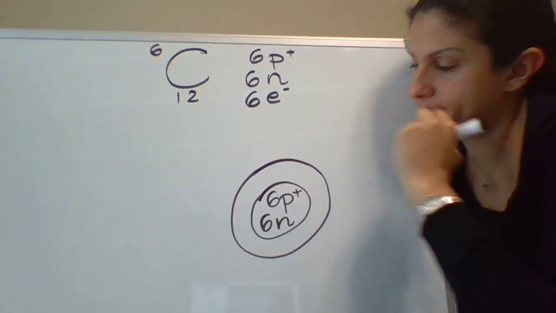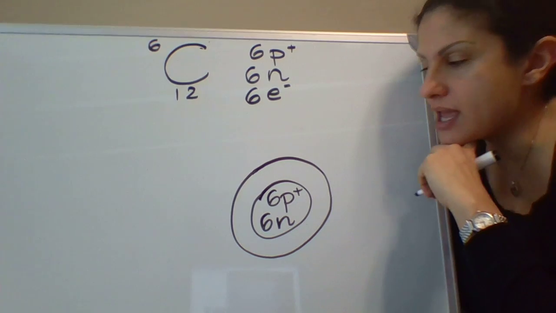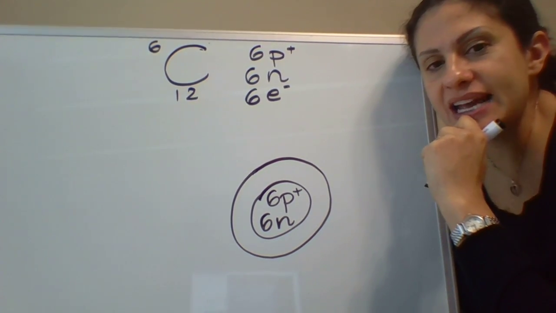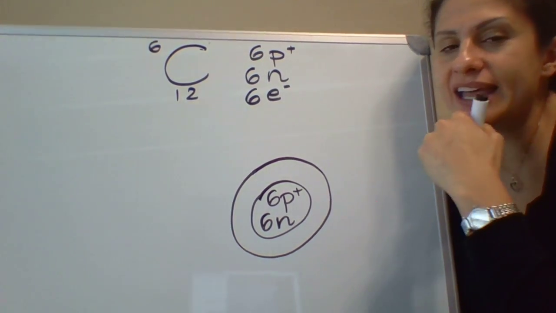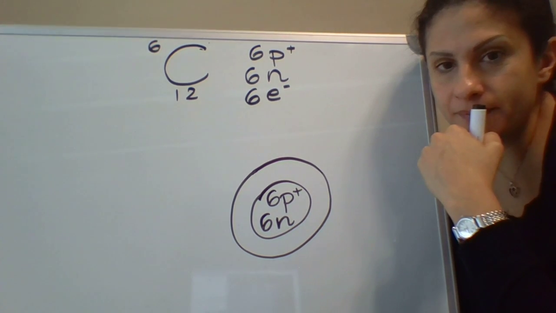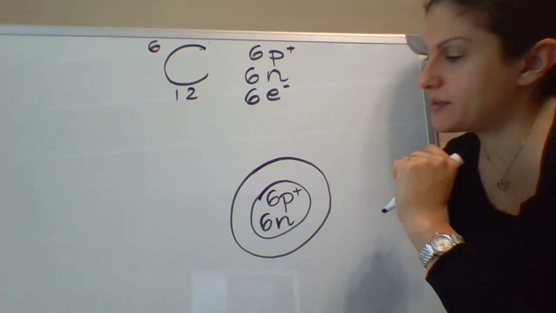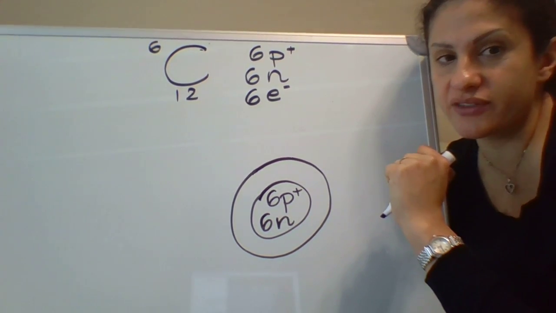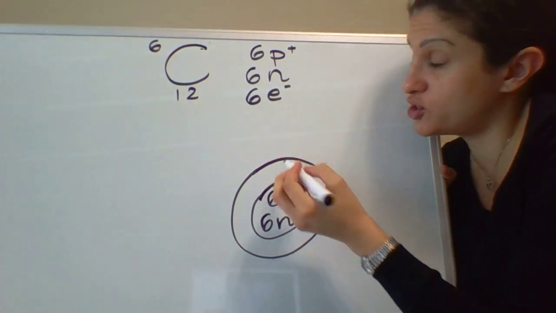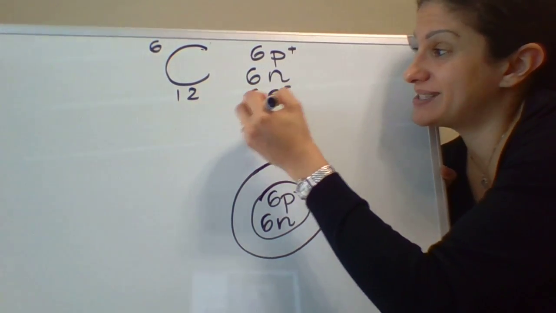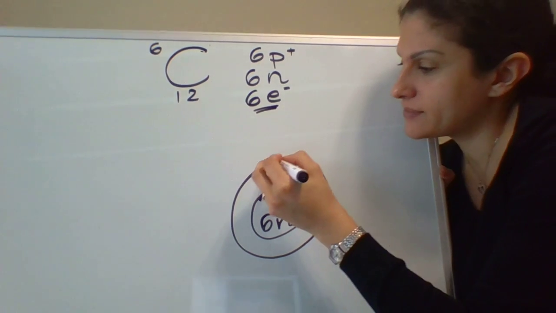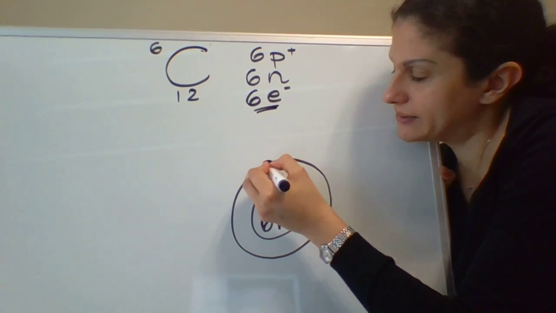Here we go. Here's our shell. How many electrons did I say that this first shell can have? 2. Maximum of 2 electrons on the first shell. So let's put 2, because we have 6 that we need to take care of. So we have 1 electron here.